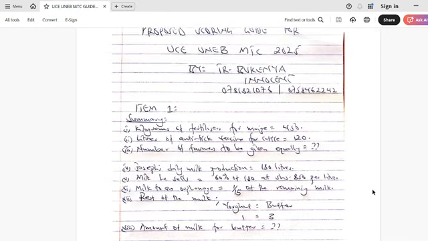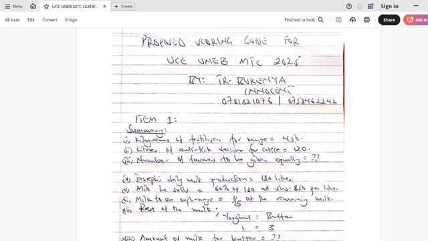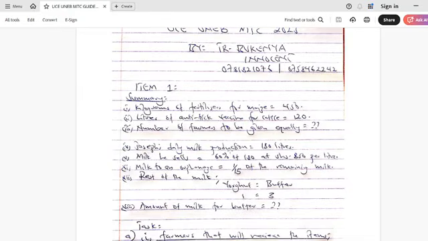This is what I came up with. I've tried to make a simple summary just for this tutorial, like you're seeing it here. You're seeing the proposed scoring guide for UCE UNEB Math 2025 by teacher Bukenya Innocent, and the numbers are there. So look at item number 1. The summary is very clear.